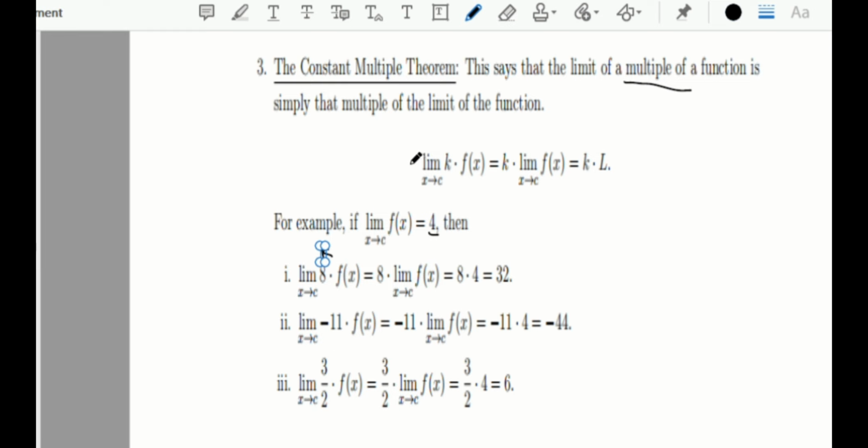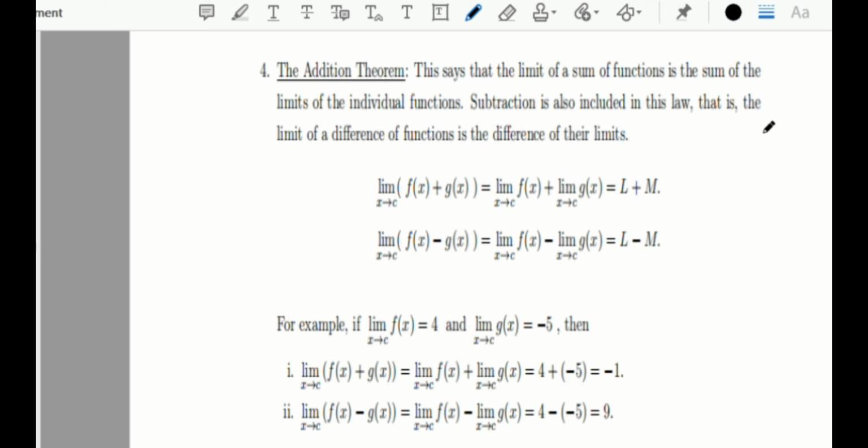Okay, so this is the constant multiple theorem. If you have a constant here, the limit of a constant times a function, take note this is a constant times a function, you can just always put k before, or multiply k, or put k outside, or factor out k. Okay, and then multiply it to the limit of f of x.